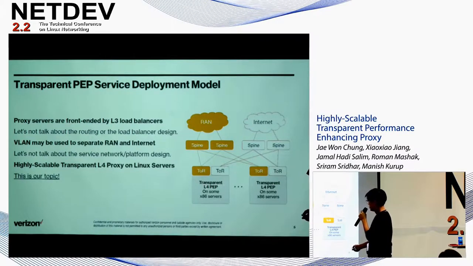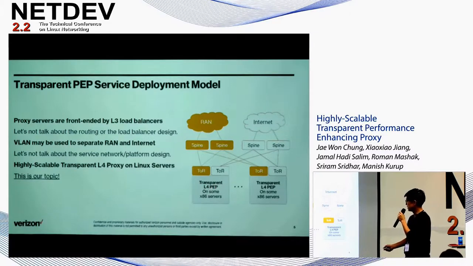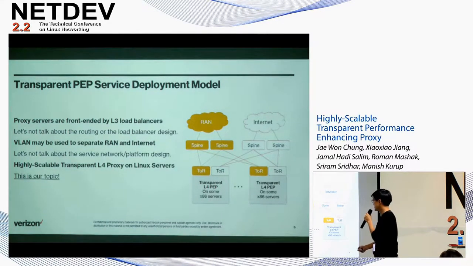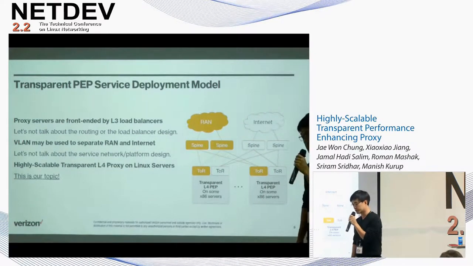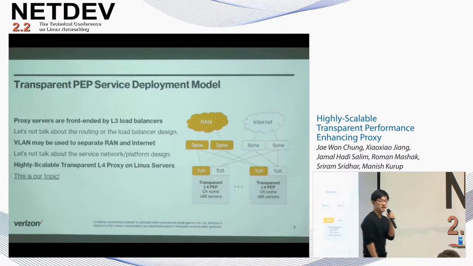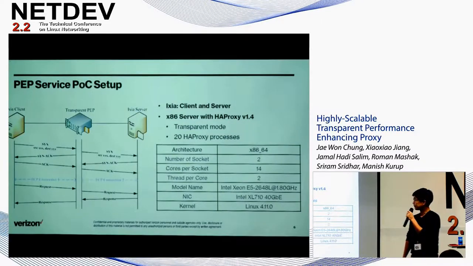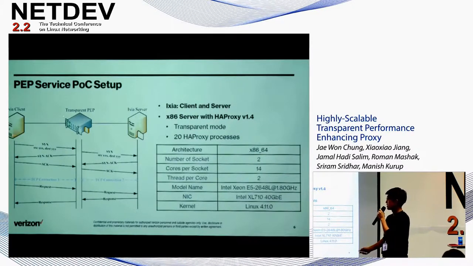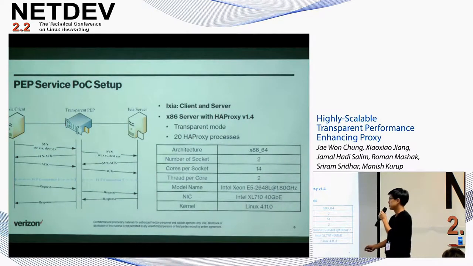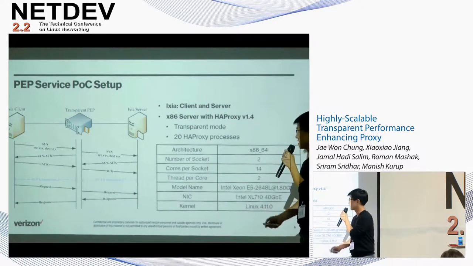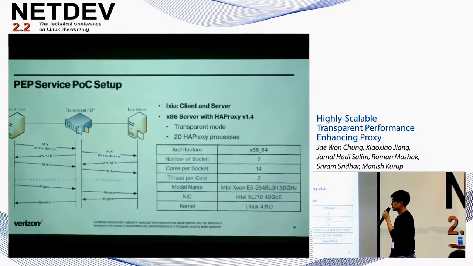And then we are assuming we are going to deploy the L4 proxies in some of the servers, and have the layer 3 load balancers load balance the traffic, perhaps using ECMP. Okay, so that's our assumption of the deployment model. The call flow just shows that there will be two connections on the other sides of the transparent proxy, and the source IP is spoofed on the destination when we initiate the TCP connection to the server.